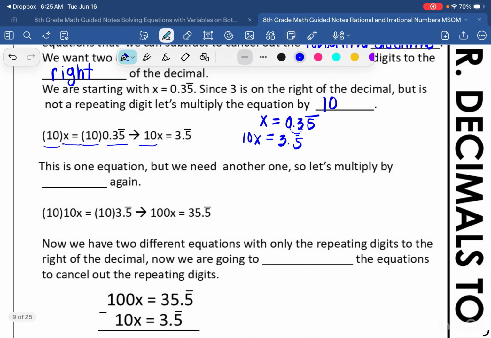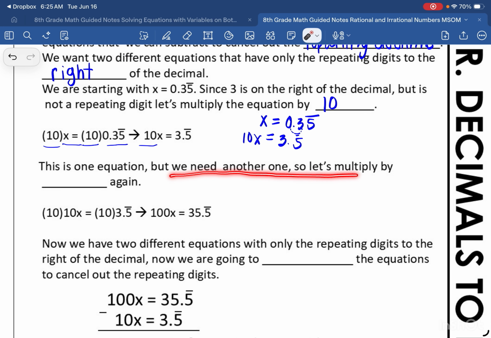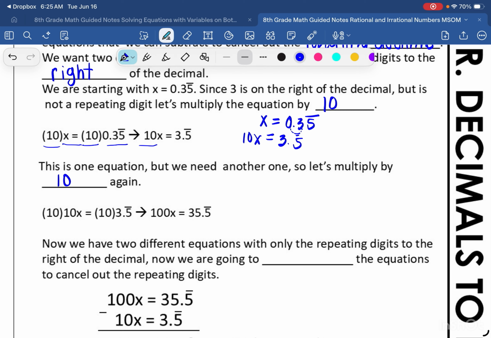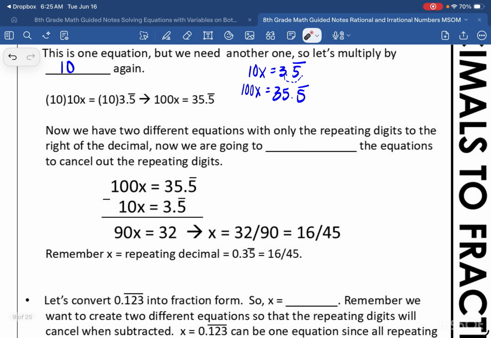This is one equation, but we need another one. So let's multiply by 10 again. We're just going to keep multiplying by 10 until we have two equations that have the repeating digits to the right. So if 10x equals 3.5 with the 5 repeating, I'm going to multiply by 10. So 100x is going to be, I'm going to move this decimal over again. So it's going to be 35.5 with that 5 repeating. Now we have two different equations with only the repeating digits to the right of the decimal. You see that right here? We have 100x and we have 10x. The repeating digits are to the right of the decimal.